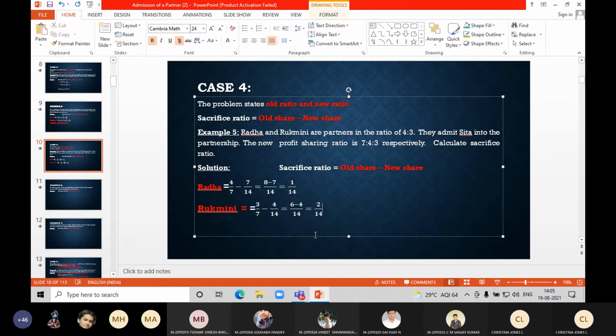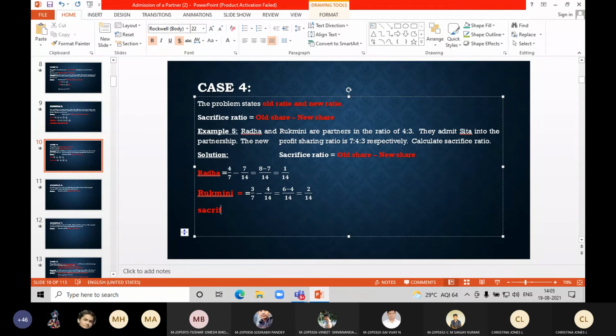What will happen if you make it 1 by 7? Denominators will again not match. See, this is 1 by 14. This will become 1 by 7. Then again you have to convert it into a proper fraction. Never simplify it. Always make it into a whole fraction.